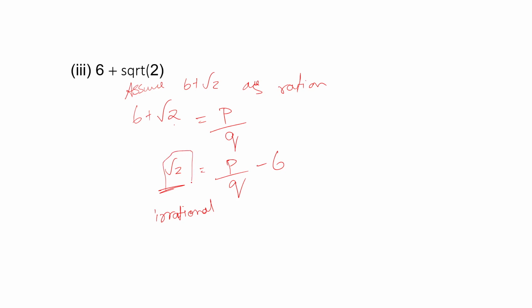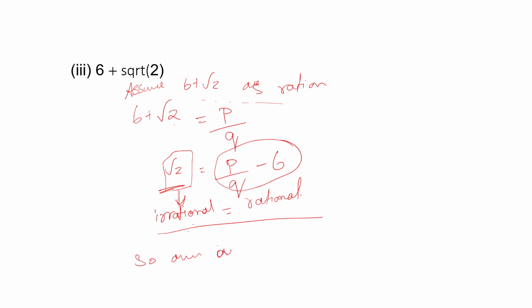If this question is simply asked, then you have to prove it again; you can't just write here that it is irrational. Since we have proved it in the previous question, I am using that result over here. So this side it is irrational, which is not rational, which is not possible. So our assumption is wrong, which implies 6 plus root 2 is irrational.